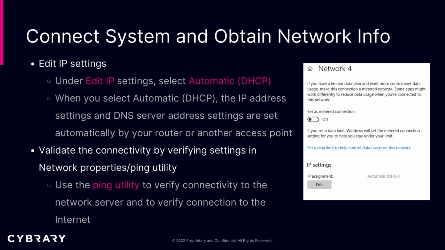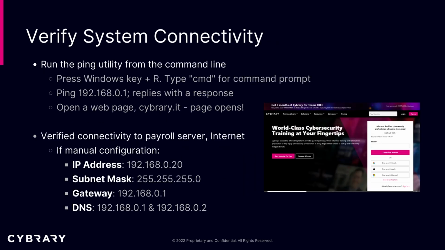So once we validate that we're connected and we have an IP address, we're going to validate that we are actually connected by doing a couple things. The first thing we're going to do is run the ping utility in the command prompt. And we're going to ping certain things to see if we've got connectivity with the network, then connectivity out into the internet. So to run the ping utility, we're going to press the Windows key plus the letter R and type CMD for the command prompt. When that command prompt pops up, we're going to type in PING space 192.168.0.1 and we hit enter.